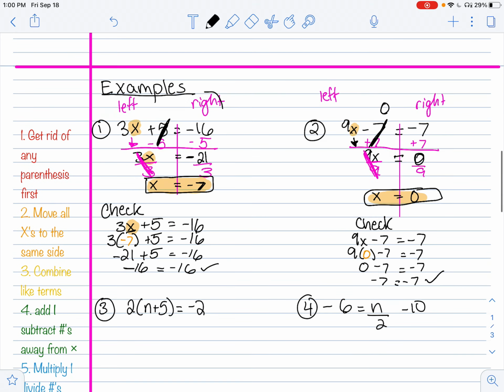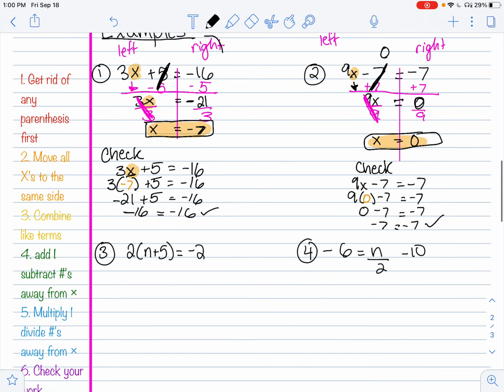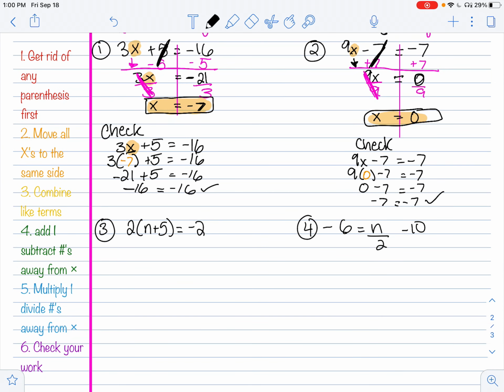All right, let's step it up a notch and look at problem number 3. We have 2 and then parentheses n plus 5 equals -2. So I see that I have parentheses here. The first thing that I want to do is get rid of those parentheses, and I do that by using the distributive property.